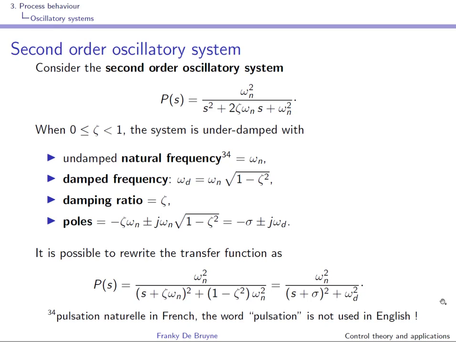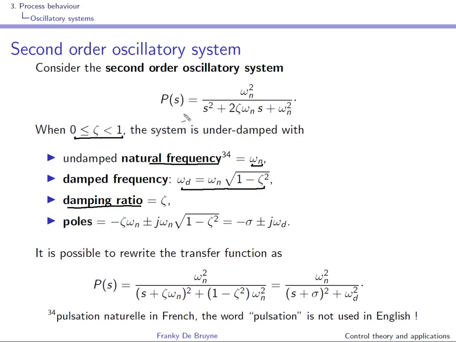Well, the next system is the second order oscillatory system. Transfer function with complex conjugate poles if zeta, here the damping ratio, is between 0 and 1, right? Omega n is the natural frequency, right? And the damped natural frequency is defined as follows.